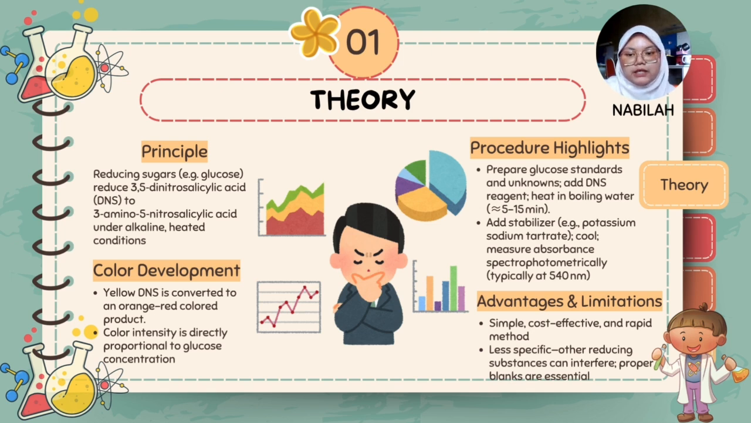Color intensity is directly proportional to glucose concentration. For the advantages and limitations, it is a simple, cost-effective, and rapid method. It is also less specific. Other reducing substances can interfere, and proper blanks are essential.